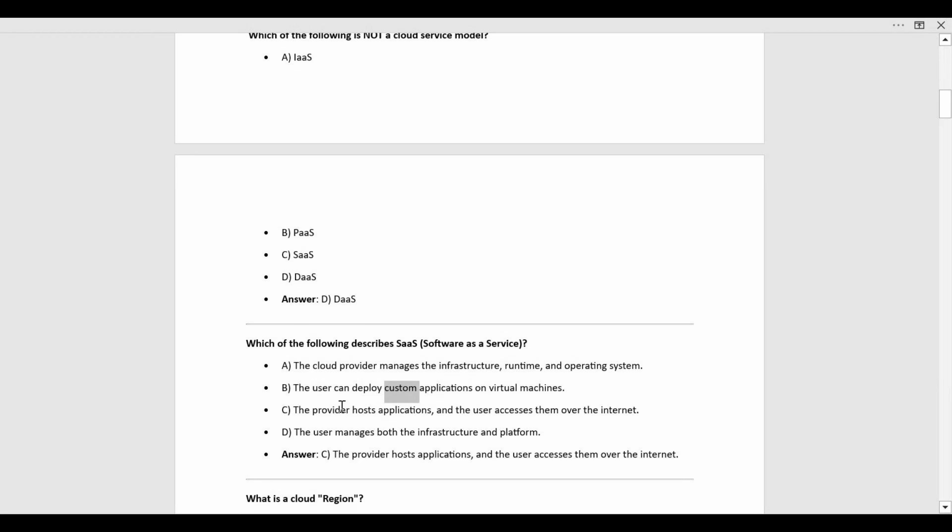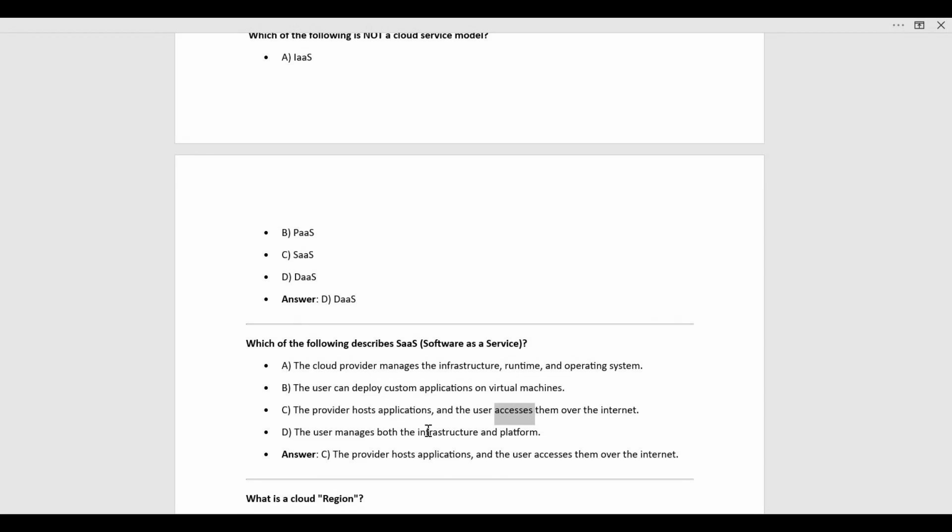And the third one is the provider hosts the application and the user accesses it over the internet. That is, Azure is going to deploy the application, and as a user you are going to use it over the internet. That is point number three. And finally, the user manages both infrastructure and platform. What they're saying is, as the end user, you have to manage the infrastructure, you have to manage the platform.